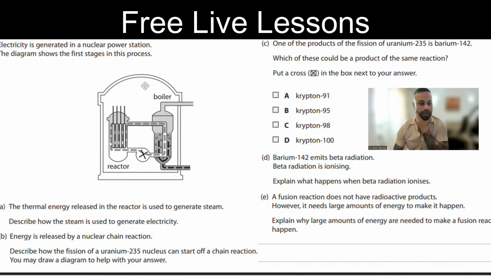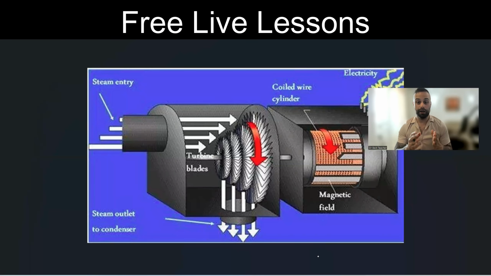So in this question, describe how steam is used to generate electricity. Well, what we do is we do this nuclear reaction to get heat. And the heat turns the water into steam, water vapor, which turns turbines. And the turbines look like this. So this is a picture of a turbine. As you can see, the turbine has magnets.